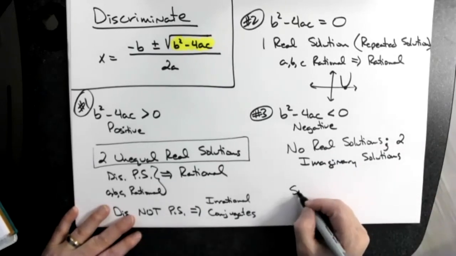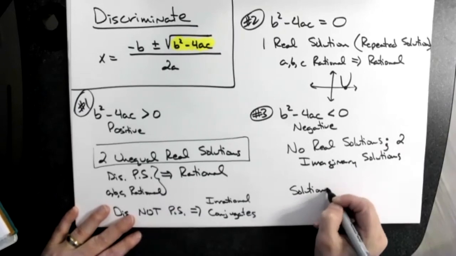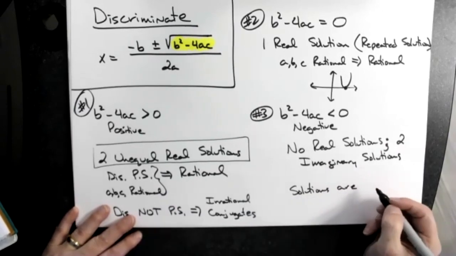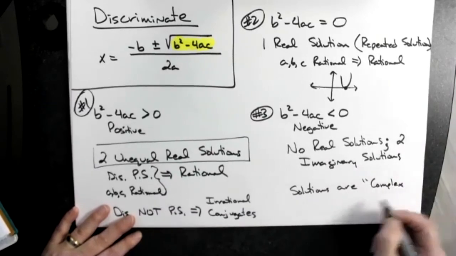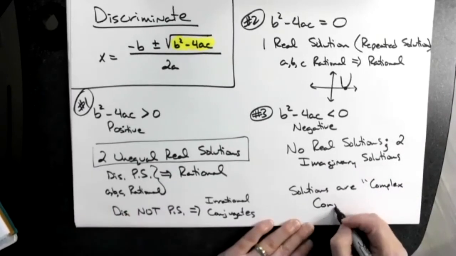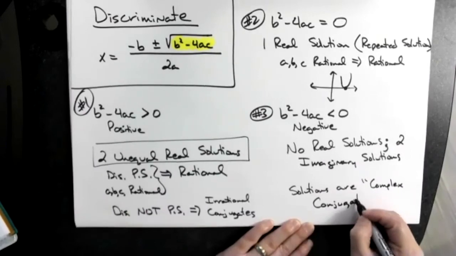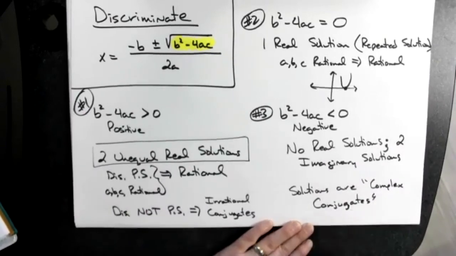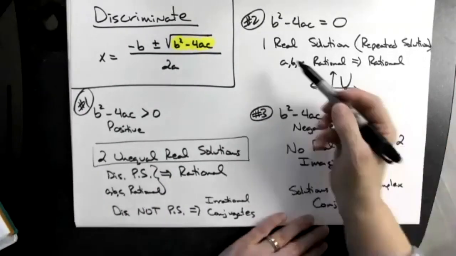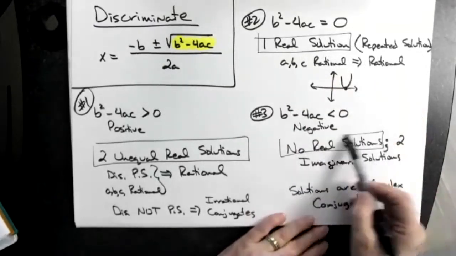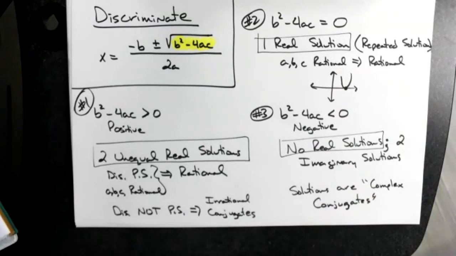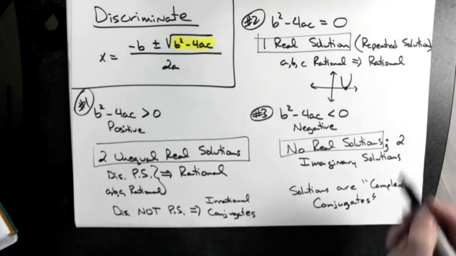And the solutions are what's called complex conjugates. And again, that's not something that would have been in high school. We would have focused in high school just on, oh, you got one real solution, or you got no real solutions. Probably would not even have said anything about them being imaginary. But if you have them imaginary, the solutions are complex conjugates, okay?